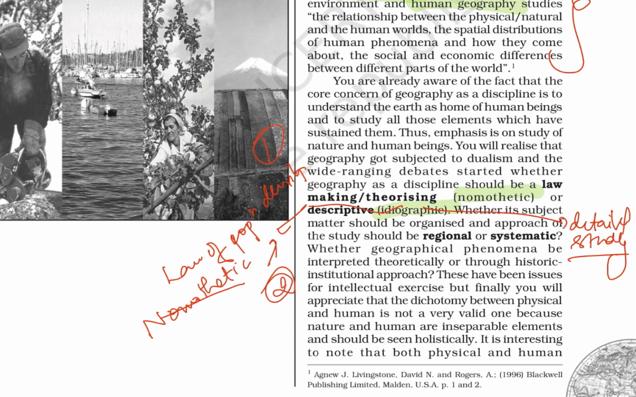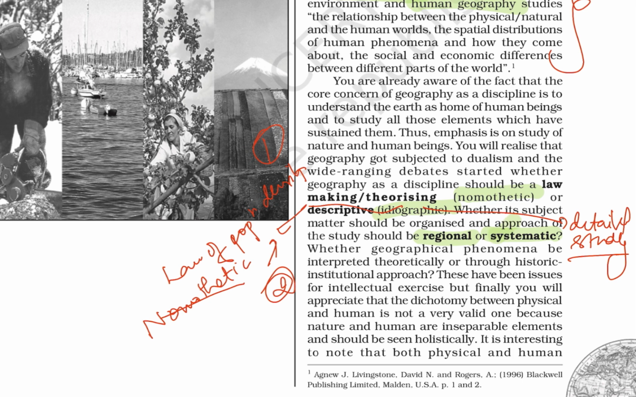Another debate was that should geography focus on regions? That is, should it be regional or systematic? Study the themes across regions. So regional, for example, is the geography of Rajasthan. And when I'm talking about systematic, it is the study of climate across the world. So should it study the themes across regions, that is systematic, or should it study the particular region?